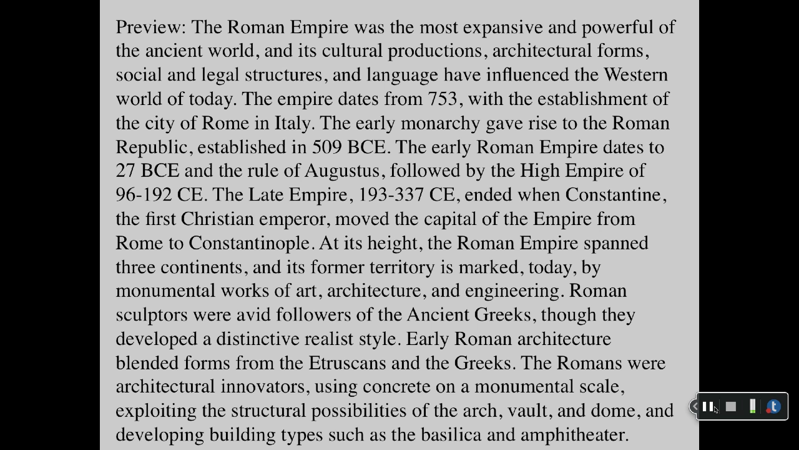Roman sculptors were avid followers of the ancient Greeks, though they developed a distinctive realistic style. Early Roman architecture blended forms from the Etruscans and the Greeks. The Romans were architectural innovators, using concrete on a monumental scale, exploiting the structural possibilities of the arch, vault, and dome, and developing building types such as the basilica and amphitheater.